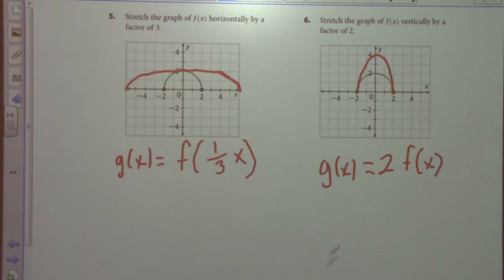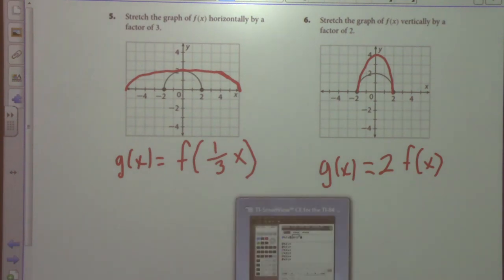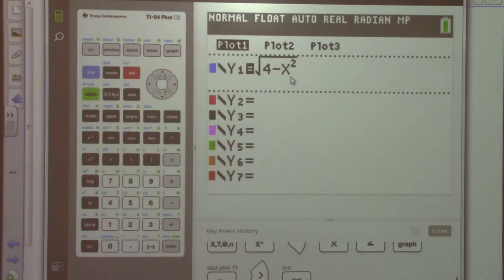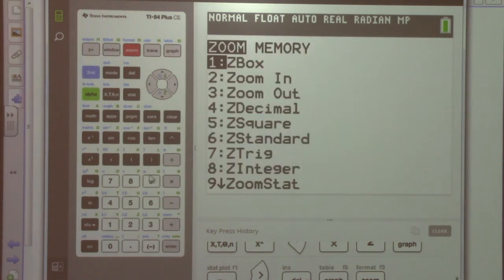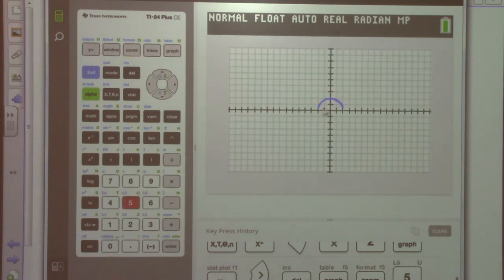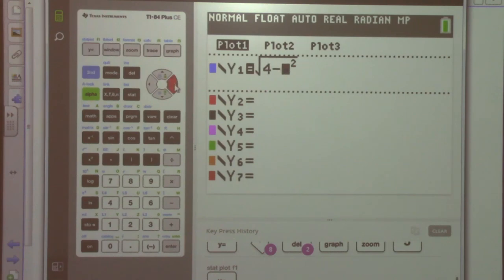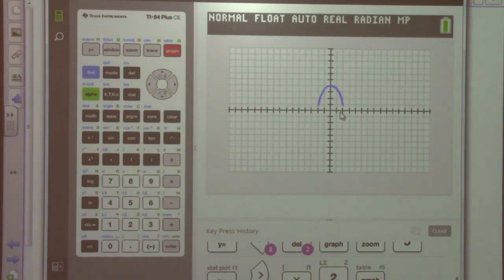And what I did is I put this in a calculator, okay, and graphed. This is what the original looks like. In fact, I'm going to go zoom square. Okay, that's what it looks like. And if we stretch by a factor of 2, let's multiply this by 2. What is that going to look like? See? Vertical stretch. So we're going to leave it right there. Tomorrow we'll finish this.